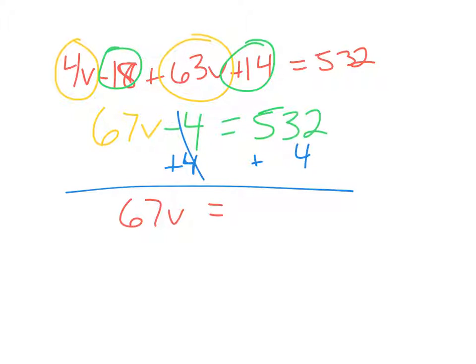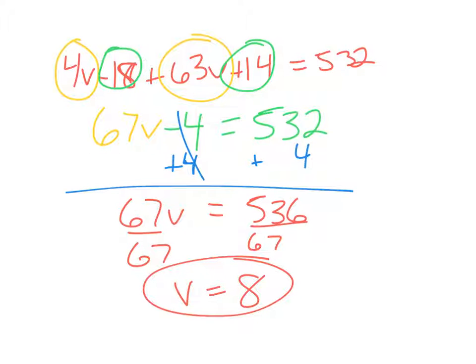And then over on the other side, 532 plus 4 gives me 536. And then we're going to divide both sides by 67, and that would give me v is equal to 8. So those are a couple of the ones that you would see on the homework.